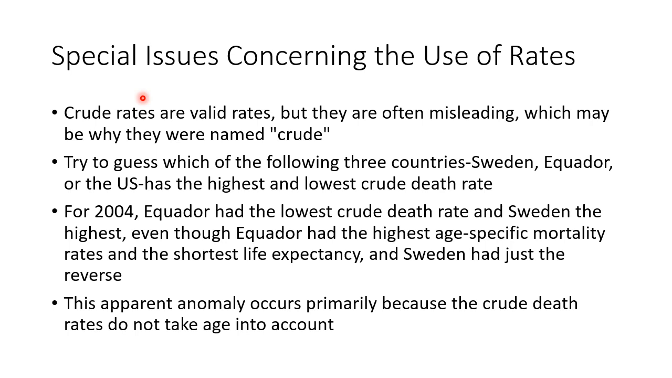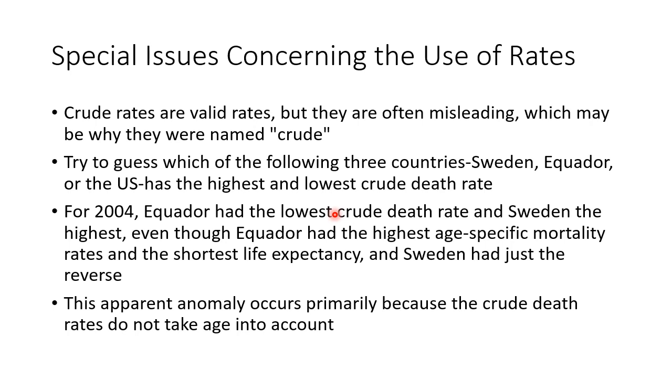And so I'll show you an example of this where you imagine three countries: Sweden, Ecuador, and the US, and you look at their highest and lowest crude death rates. When you're looking at this, in 2004 Ecuador ended up having the lowest crude death rate, and Sweden had the highest. You may think, well, does that make sense? Would you think the death rate would be higher in Sweden versus Ecuador? What do you think? Well, I think so. You think things like access to healthcare might be a little bit better in Sweden, a little bit less in Ecuador.